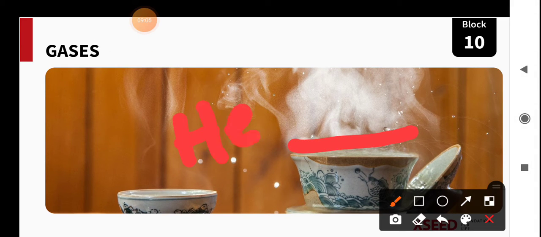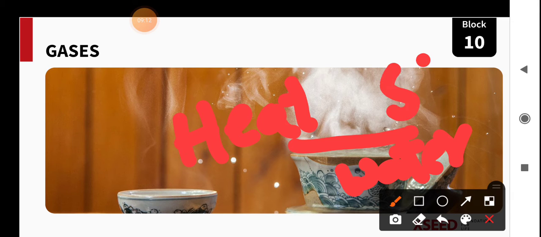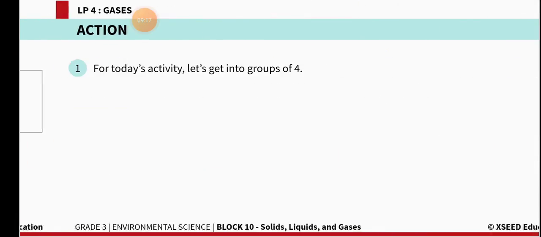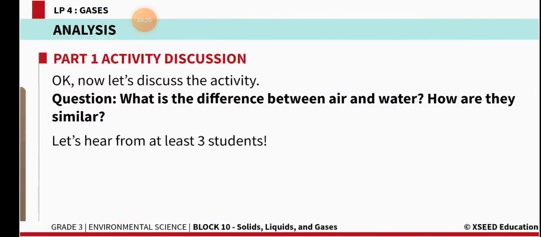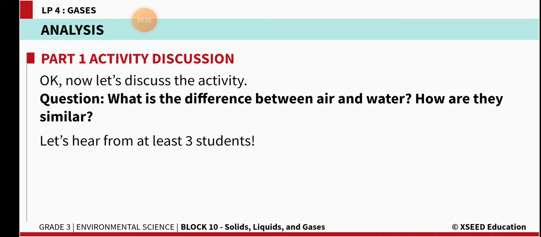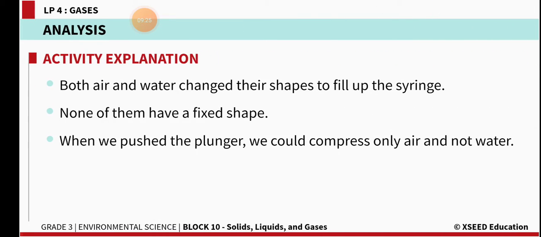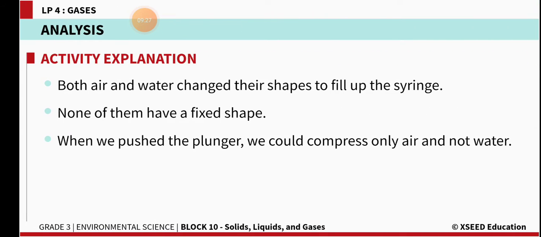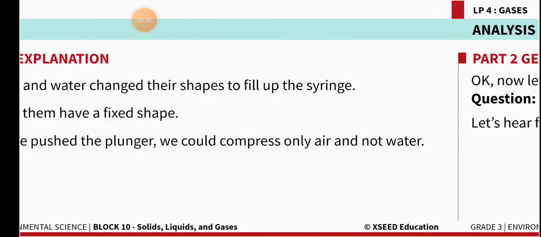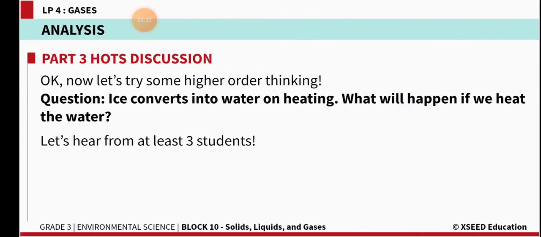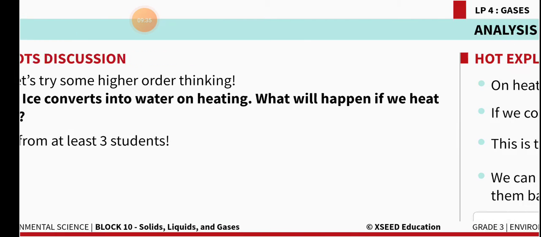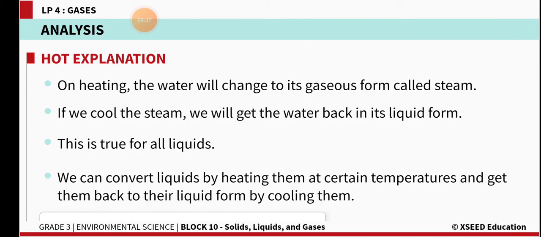But heat is compulsory in this case. When you heat, the water is changing into fumes. These fumes are also called steam. Understood? So when you heat the water, that changes into steam. What are the properties of gases you learned? What will happen if we heat the water? And it changes into gaseous form.